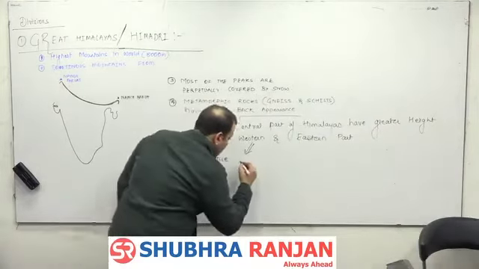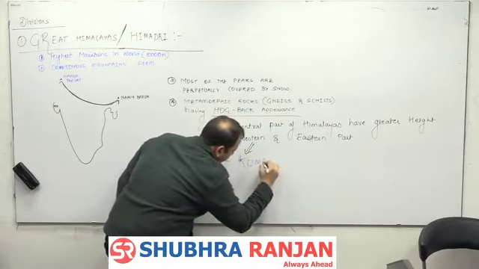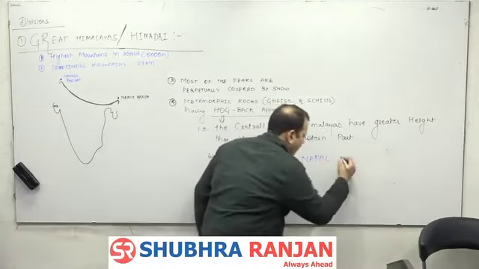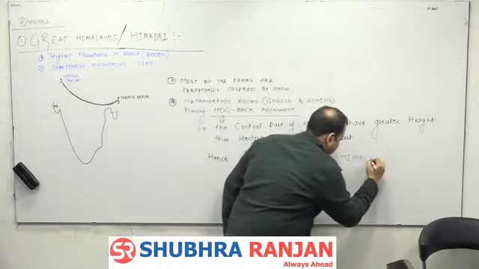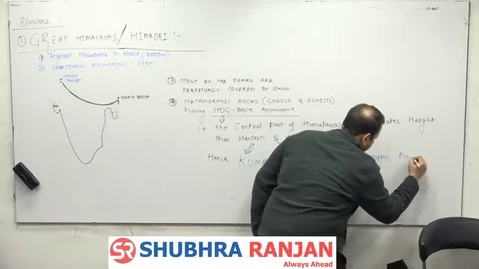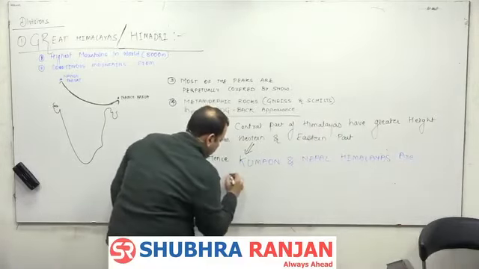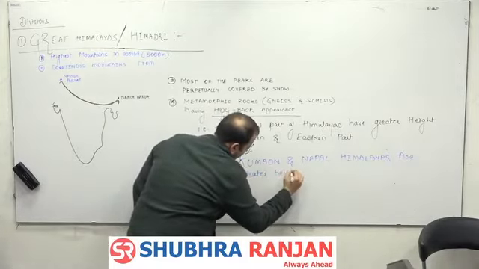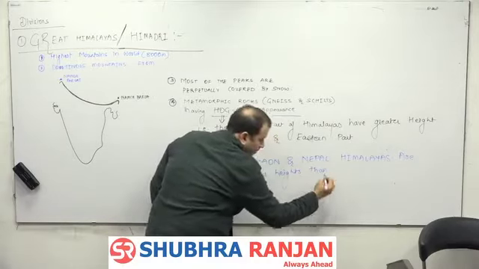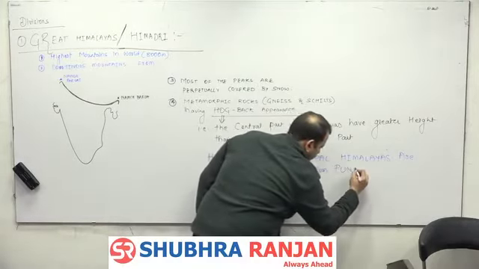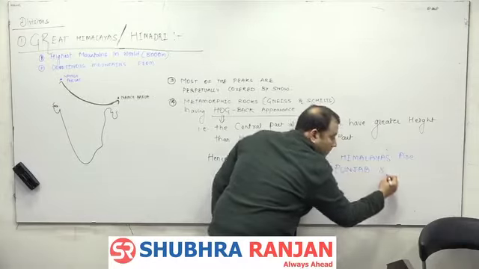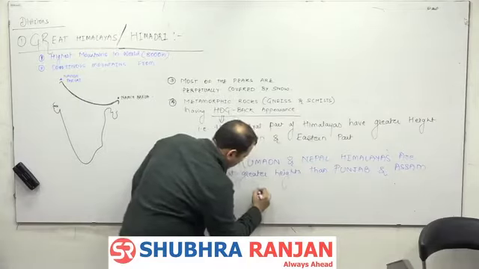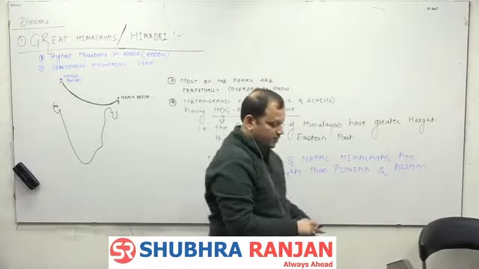Hence, Kumaon and Nepal Himalayas are at greater heights than Punjab and Assam Himalayas.